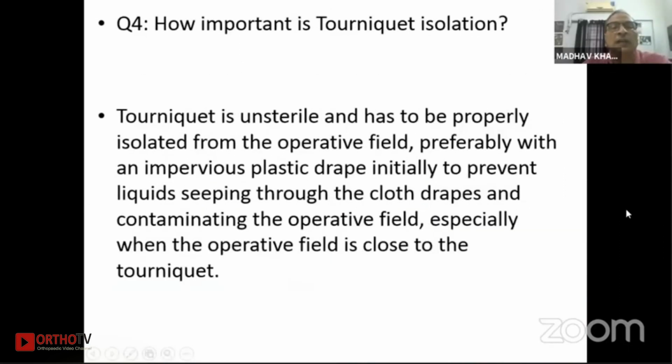Question 4 is, how important is tourniquet isolation? The tourniquet, as you all know, is unsterile and has to be properly isolated from the operative field, preferably with an impervious plastic drape initially, to prevent liquids from seeping through the cloth drapes and contaminating the operating field, especially when the operating field is close to the site of the tourniquet.